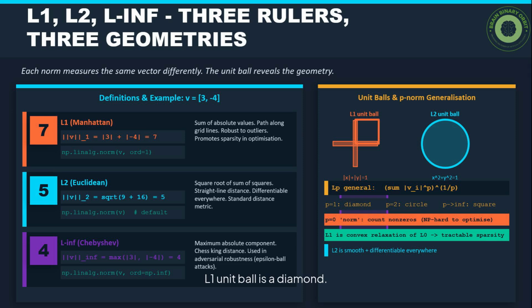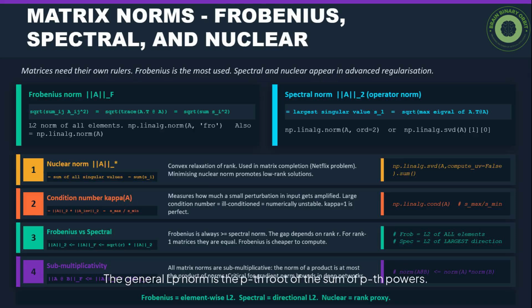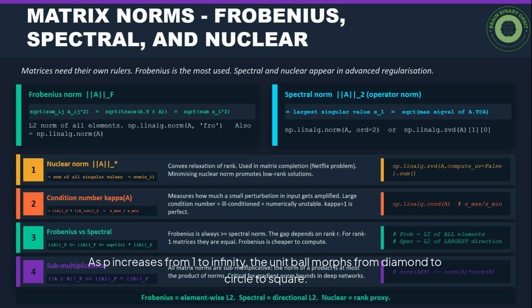The L1 unit ball is a diamond. The L2 unit ball is a circle. The L infinity unit ball is a square. The general Lp norm is the pth root of the sum of pth powers. As p increases from 1 to infinity, the unit ball morphs from diamond to circle to square.